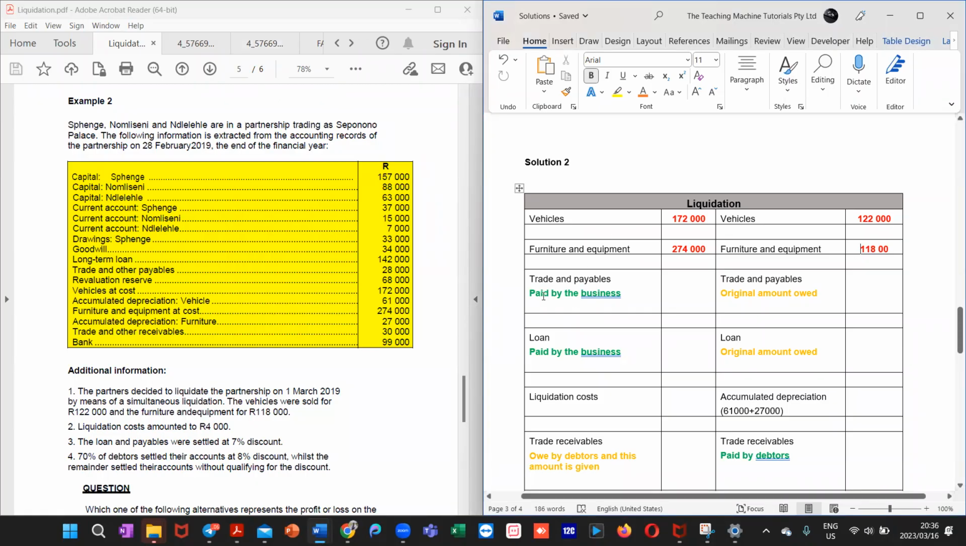Okay, for trade payables, how much did the business pay its creditors? Let's search the information. It says here, number 3, the loan and payables were settled at 7% discount. So we're going to take the amount of the payables and the loan from the table and minus 7%. For trade payables, I see 28,000, minus 7%. So when the business pays, they will be given 7%. Even the loan, they will be given 7%. Long-term loan is given as 142,000, and then you minus the 7%.